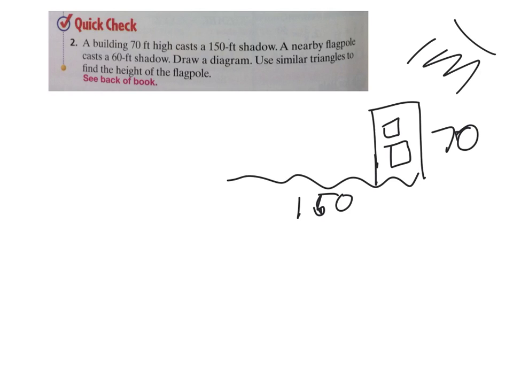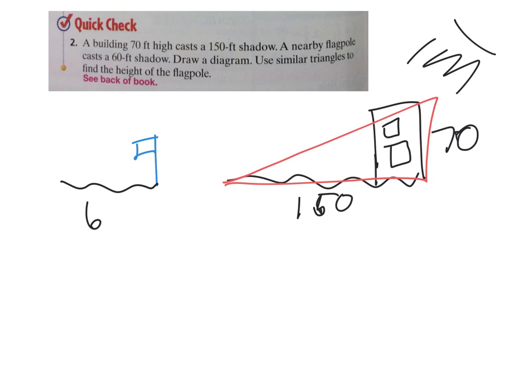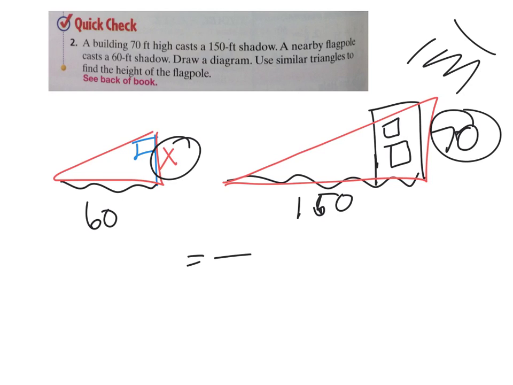150 feet. And you'll note here, this obviously creates a similar triangle, right? It's going to be similar to the one I'm about to draw. And we know that the flagpole, we don't know how tall that flagpole is, but it casts a shadow of 60 feet. So again, the height of the flag is what's unknown. And again, so we have two triangles here. So we know that the X is like the 70, right? So starting like this, X is like the 70, and the 60 is like the 150.